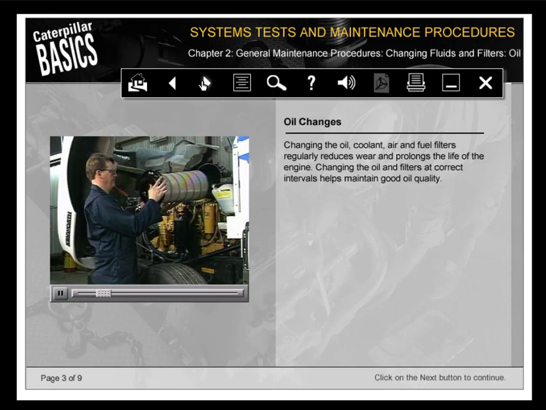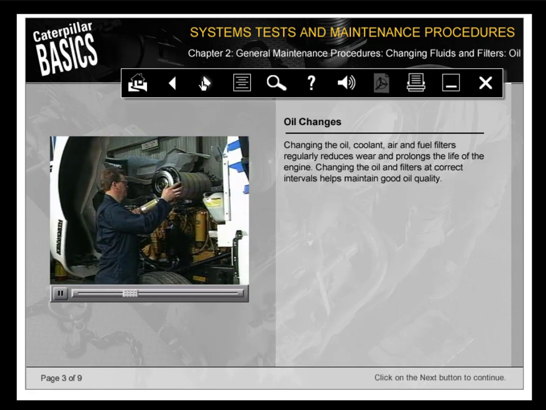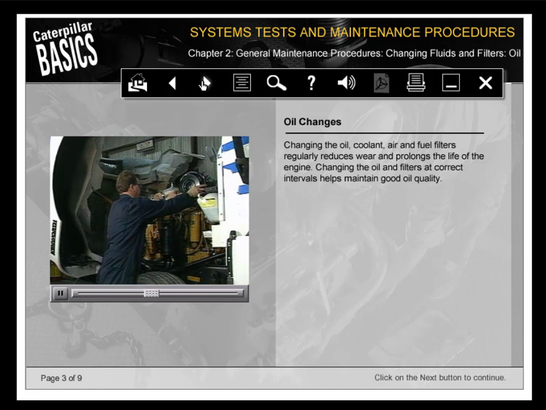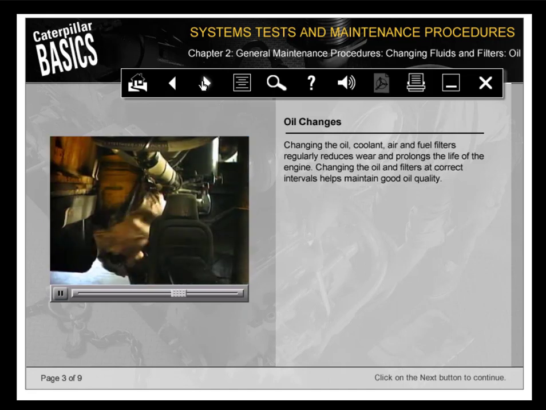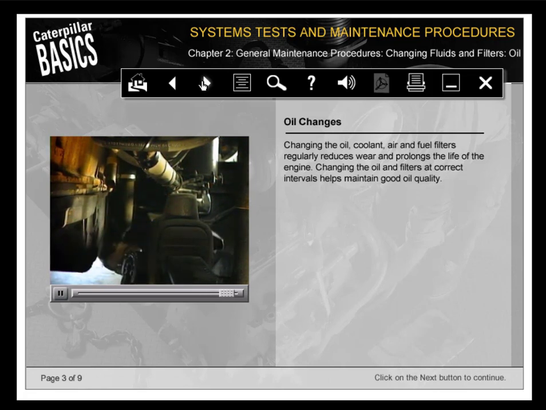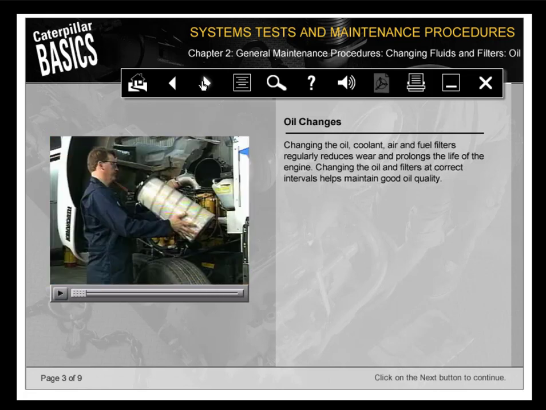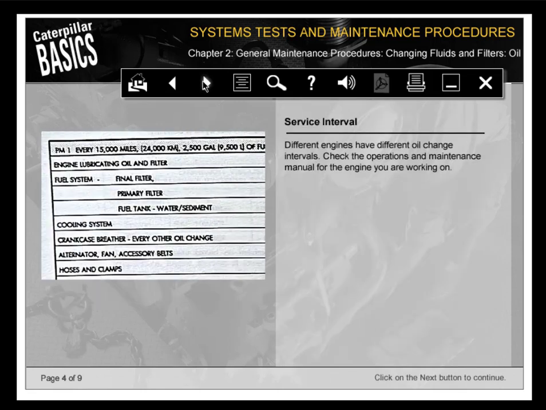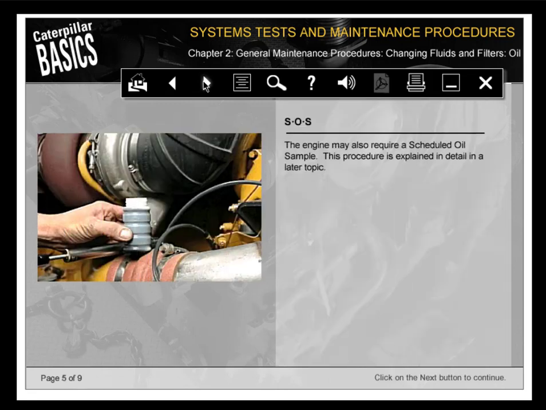Changing the oil, coolant, air, and fuel filters regularly reduces wear and prolongs the life of the engine. Changing the oil and filters at correct intervals helps maintain good oil quality. Different engines have different oil change intervals. Check the operations and maintenance manual for the engine you are working on. The engine may also require a scheduled oil sample. This procedure is explained in detail in a later topic.